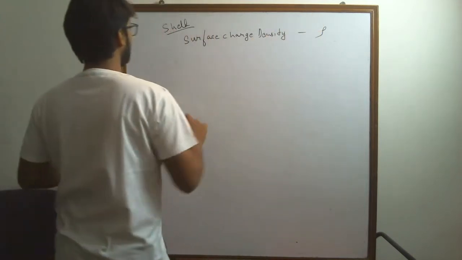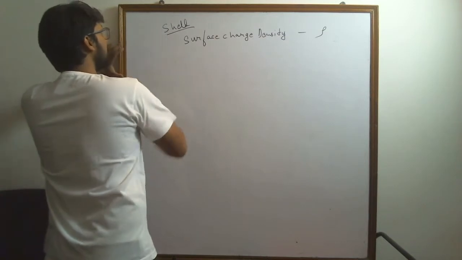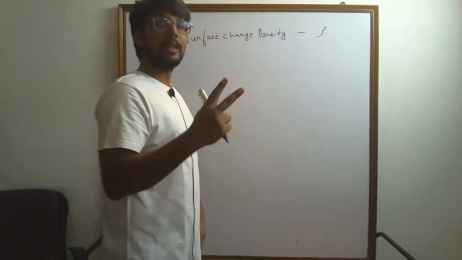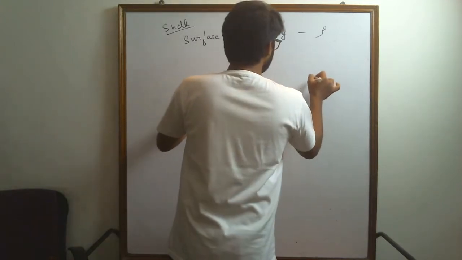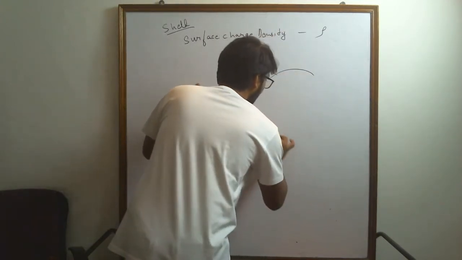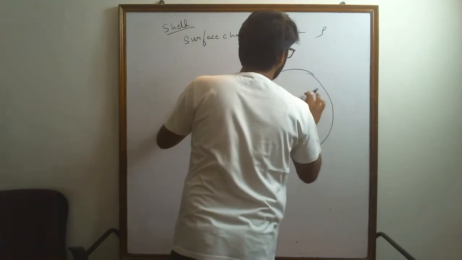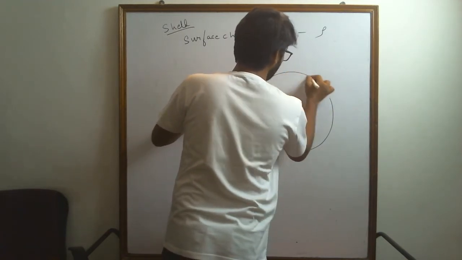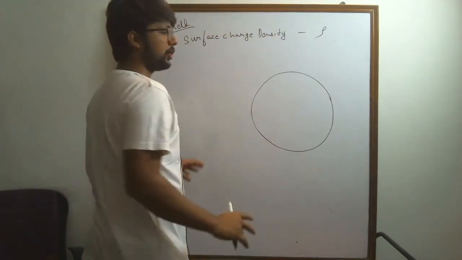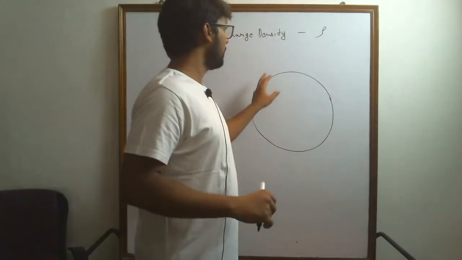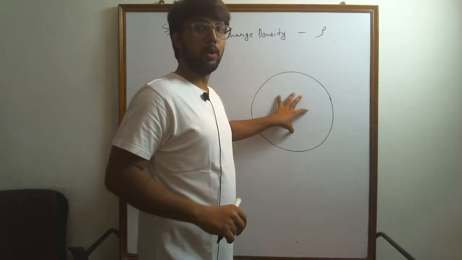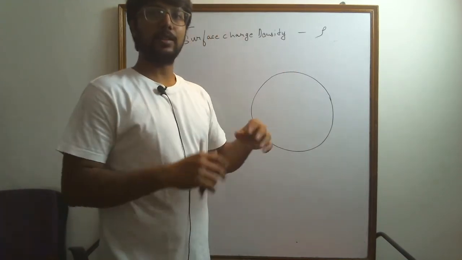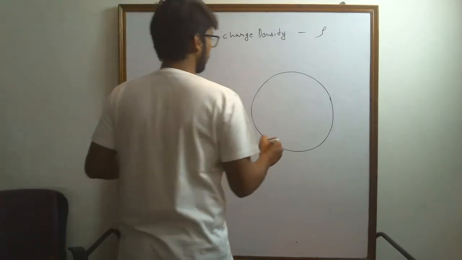So once we have this, there are essentially two cases in a shell. In a spherical shell, there are two cases that we need to consider. Let's first look at a shell and then I'll tell you why there are two. So let's imagine this is a spherical shell. Spherical shell essentially means that the inside is hollow and there is only a thin layer of metal sheet, which is what the shell is made up of.